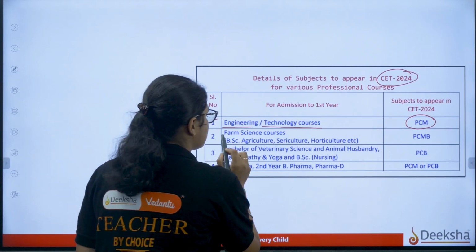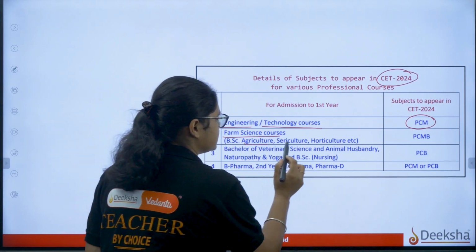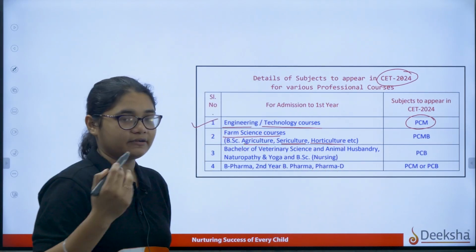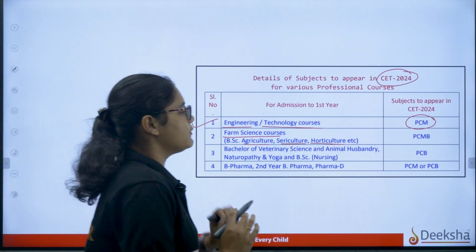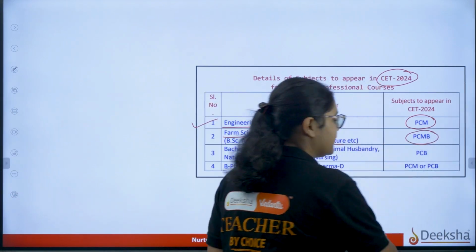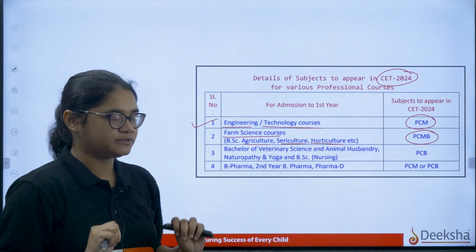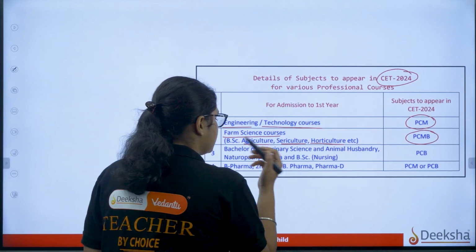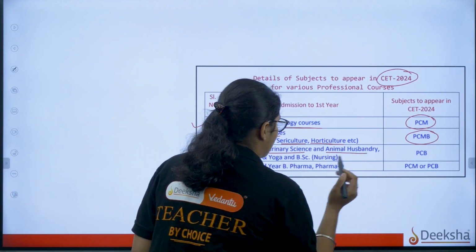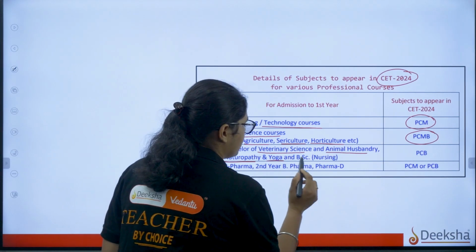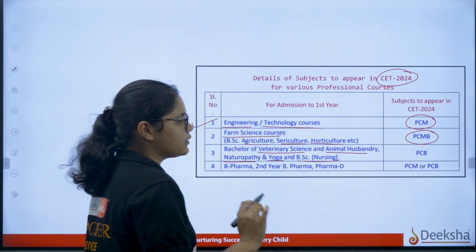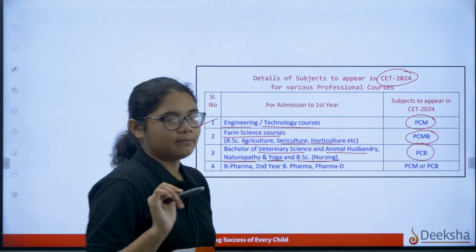Now if you are going to study farm science courses like agriculture, sericulture, horticulture, if you are interested in these courses, you have to write the exam for PCMB: physics, chemistry, maths and biology. Okay, all 4 subjects you have to write. Next, if you are interested in veterinary science and animal husbandry, naturopathy and yoga and BSc nursing, then you have to write physics, chemistry and biology.